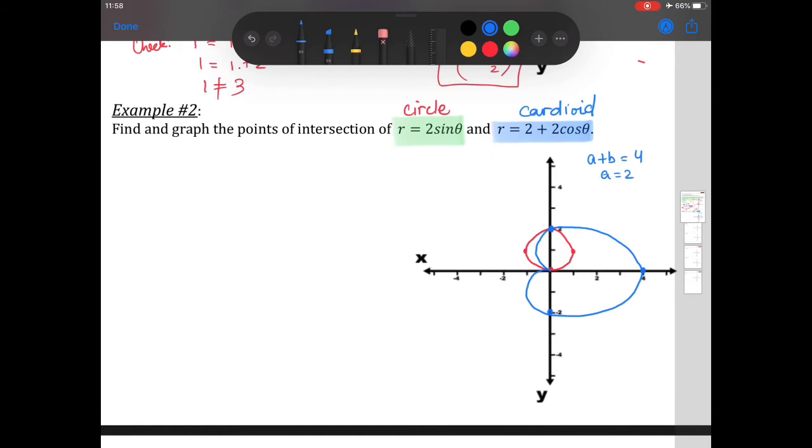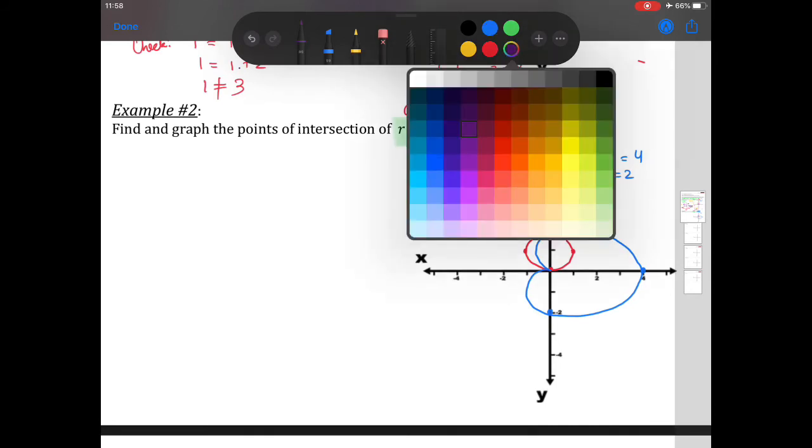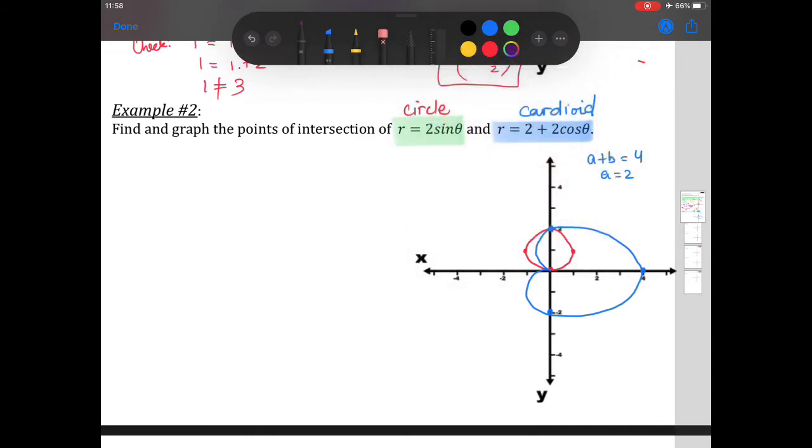Okay, so how many points of intersection do you see? 2. So first thing we always do is check the pole. So let's get started with that. How do we check the pole? We set each equation equal to 0 and solve for theta. So what is theta? Theta is 0, pi, and 2 pi, right?